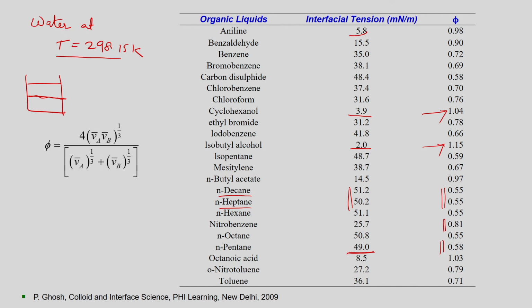So, if these two particles are assumed to be perfectly spherical, suppose this is water and this is any organic liquid, then you can compute phi using this relation. VA, VB are the molar volumes of A and B, for example, this is A, this is B. So, just take the molar volume, calculate it, use it in this expression, and you get the phi value. So, this is another way of calculating, but the condition is they should be perfectly spherical.